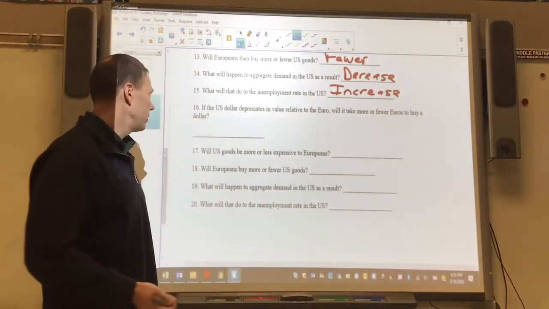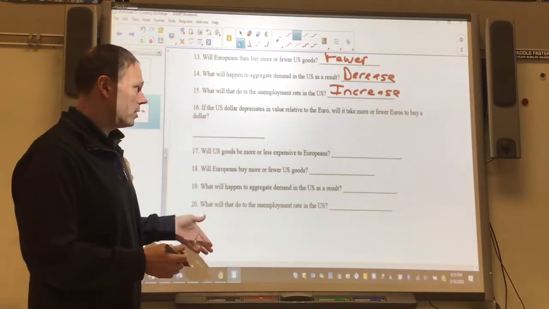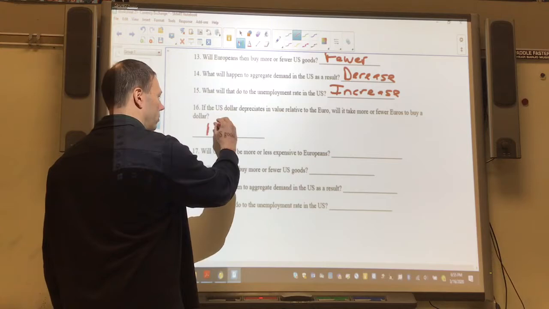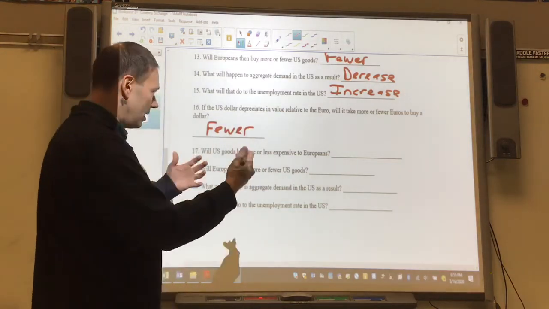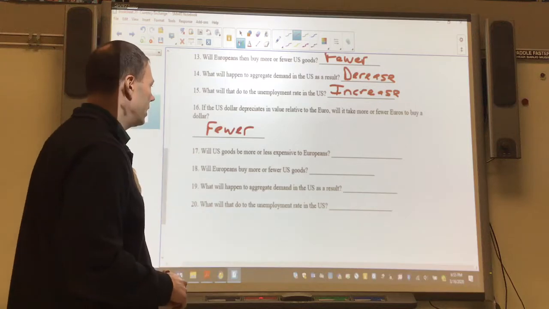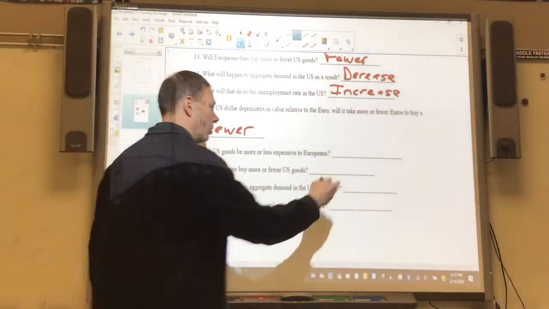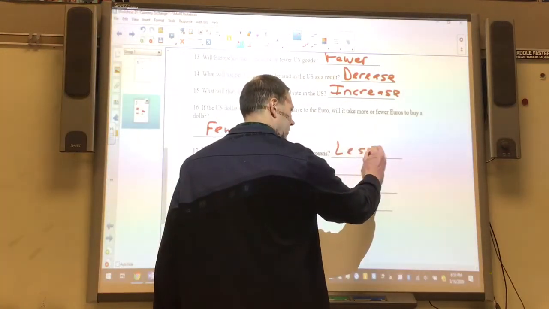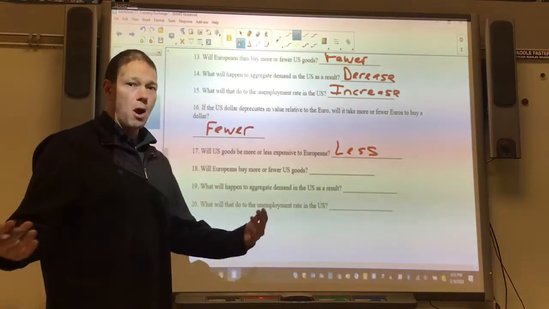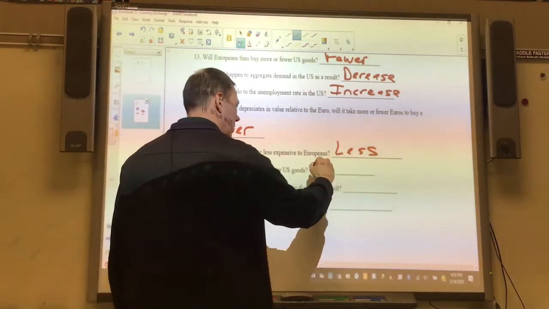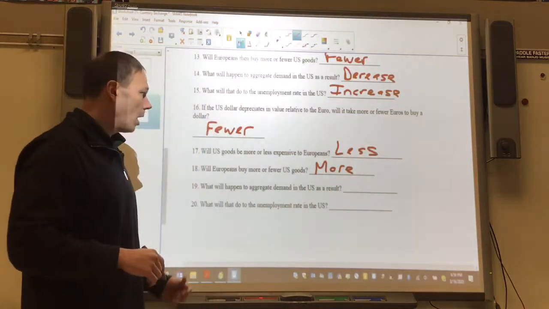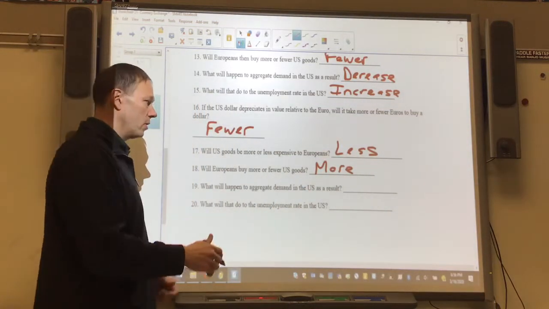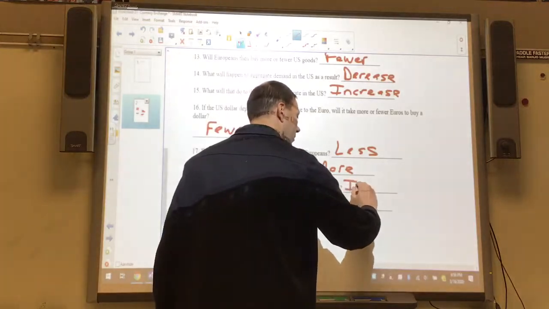Just the opposite of everything we just did. If the dollar depreciates, it takes fewer euros to get that dollar. Okay, look at that on a graph. If that's not making sense to you, draw a graph. It's going to take fewer euros to get a dollar. Well, if that's the case, our goods become less expensive to Europeans. Our stuff is less expensive. Hey, let's buy more U.S. goods. U.S. goods just became cheaper. If other countries are buying more of our goods, that's going to increase aggregate demand.